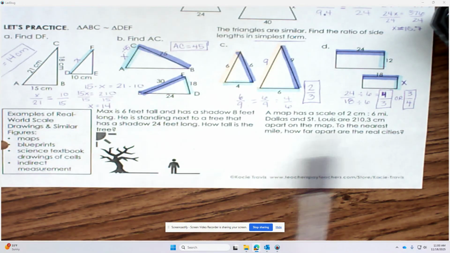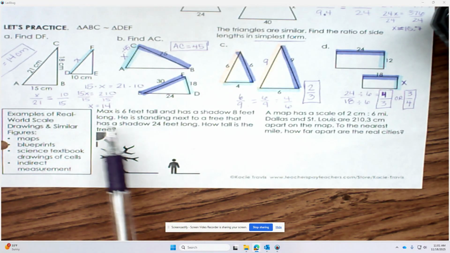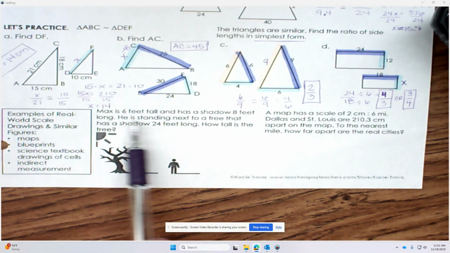Okay, and so we've got a couple of real world examples here that I'm going to work through with you. Once again, I hope you paused the video and tried this on your own. Even if you didn't get all the way to the end, I hope you tried it because that's really helpful.